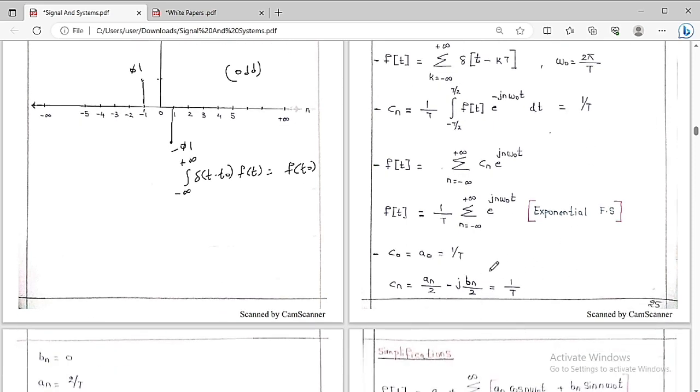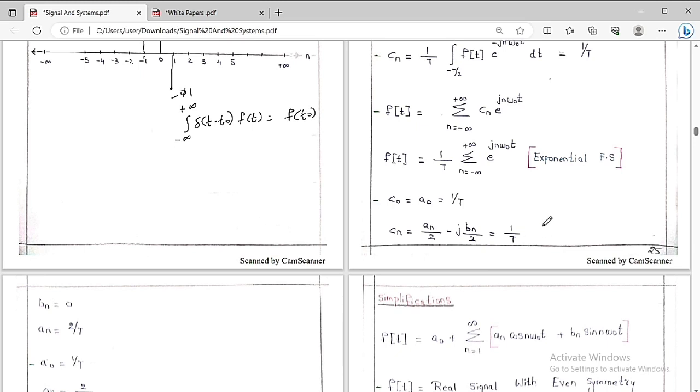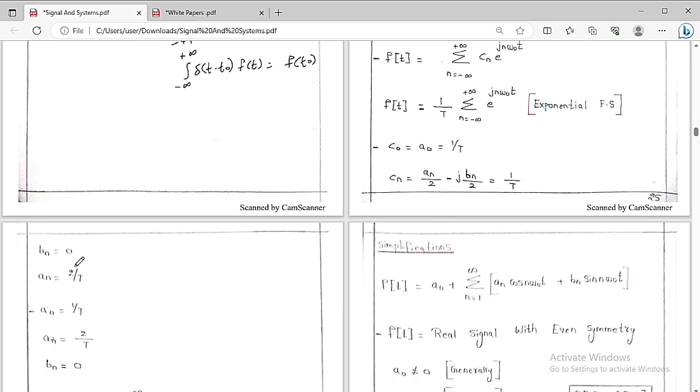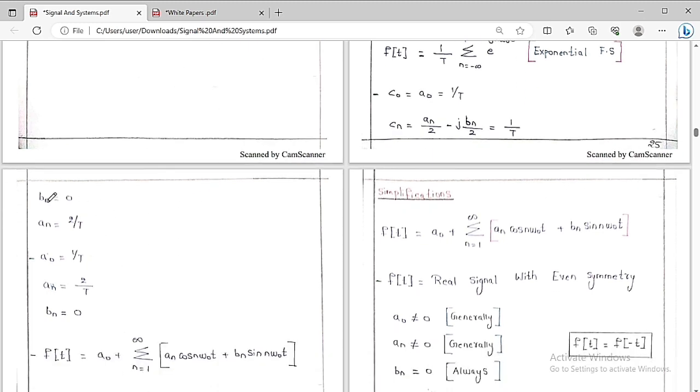By comparing, we can say the imaginary part is equal to 0, meaning bn is equal to 0. And what is the real part? an by 2 is equal to 1 by t. Simplifying, an is equal to 2 by t, and bn is 0. So we can get bn equal to 0 and an equal to 2 by t.